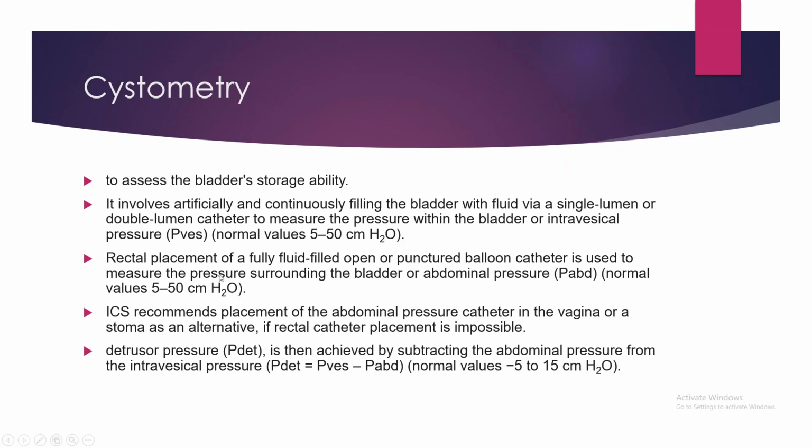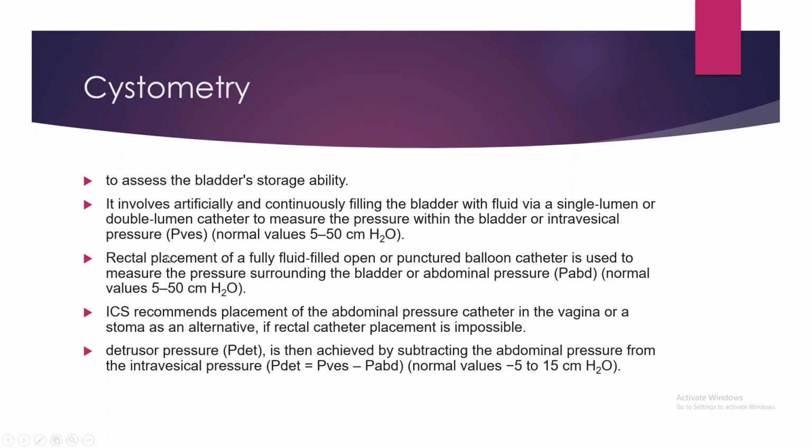Now there is another catheter with which we have to measure the abdominal pressure also. Abdominal pressure is usually measured by a rectal catheter. It may be a fluid-filled catheter or an air catheter, used to measure the pressure surrounding the bladder, or abdominal pressure. The International Continence Society recommends that abdominal pressure should be measured by the rectal catheter only. But if that is impossible, then abdominal pressure can be measured through a catheter in the vagina or a stoma, like a colostomy.